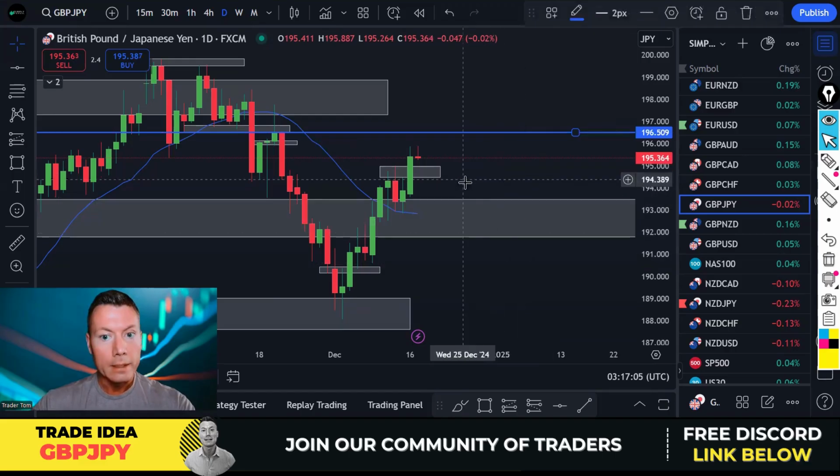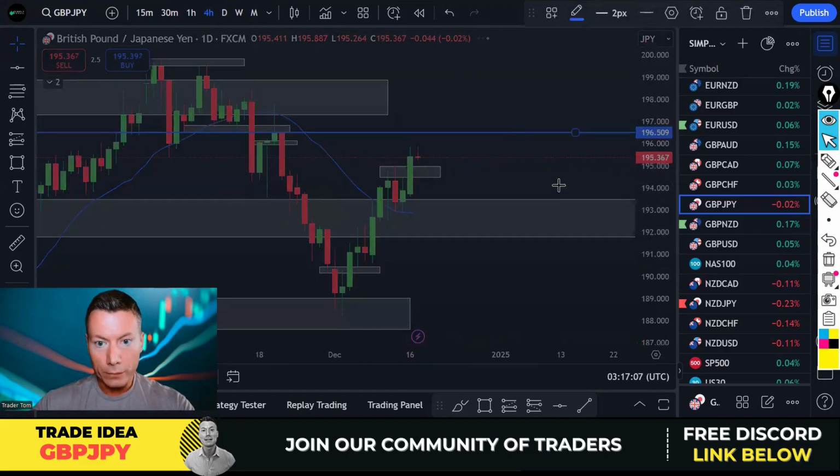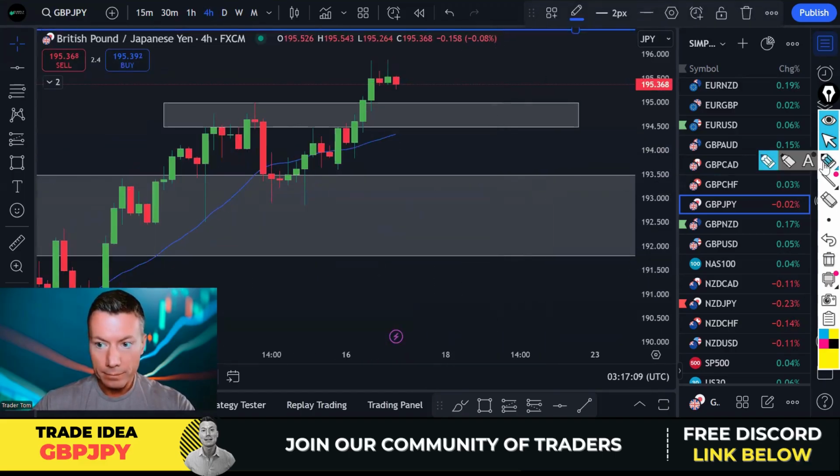There you go. If we drop down to the H4 now, again, we're with the H4 trend. We just want to see a nice retrace potentially into here. We get a nice reaction, the moving average 20 catches up, and we can take price back up to here.